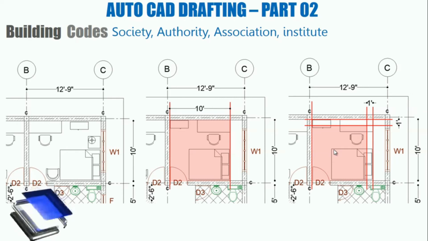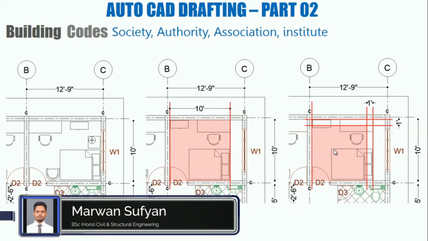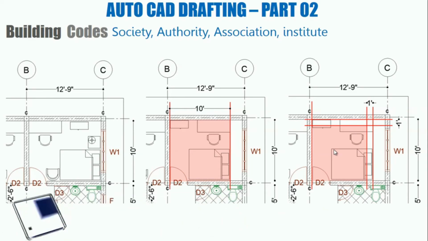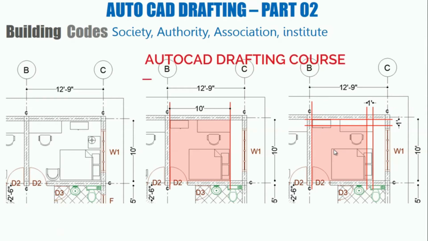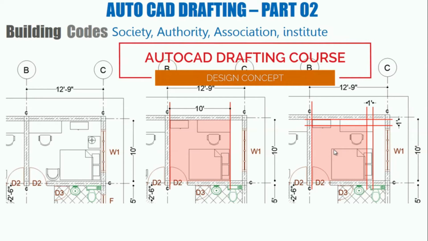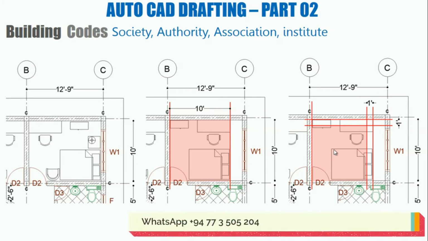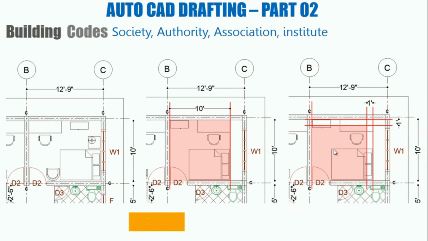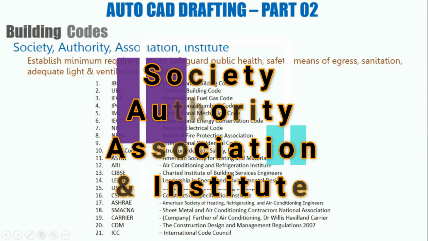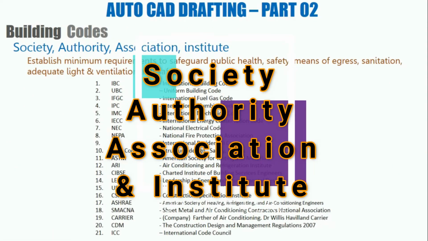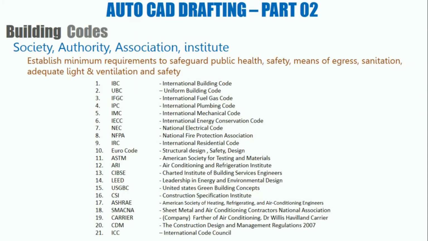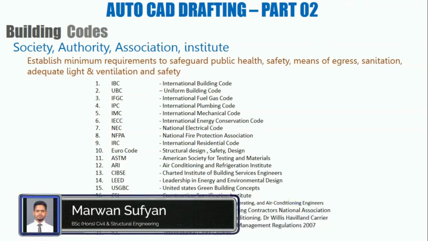So how can I design or decide the minimum size of the space? For that, I have to follow the building codes. The building codes are developed by societies, authorities, associations and institutes. They are non-profit organizations. They can say any room should be more than 10 feet by 10 feet in size, or else they can define the area of the space. What these societies, authorities, associations and institutes do is establish minimum requirements to safeguard public health, safety, means of egress, sanitation, adequate light and ventilation, and safety.